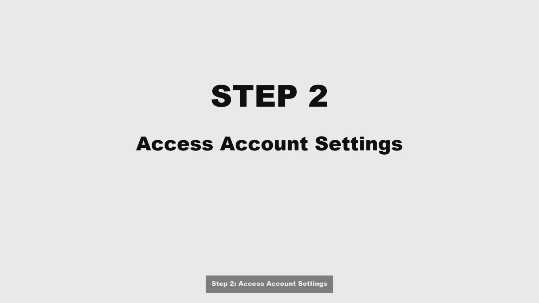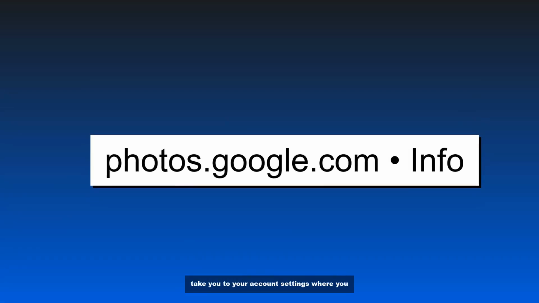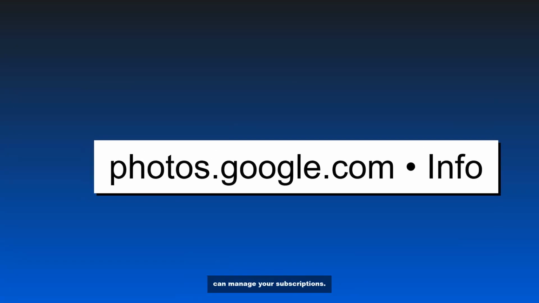Step 2. Access account settings. Tap on your profile picture or initials in the top right corner of the app. This will take you to your account settings where you can manage your subscriptions.